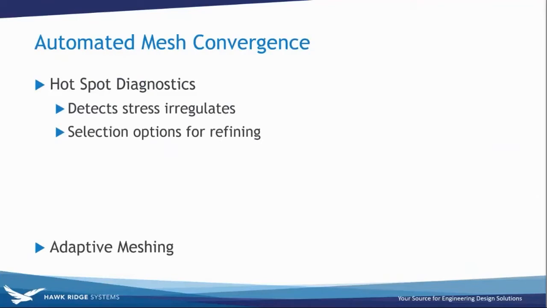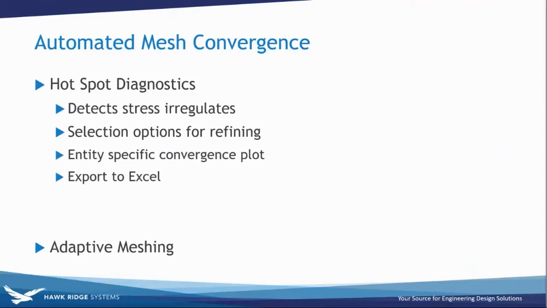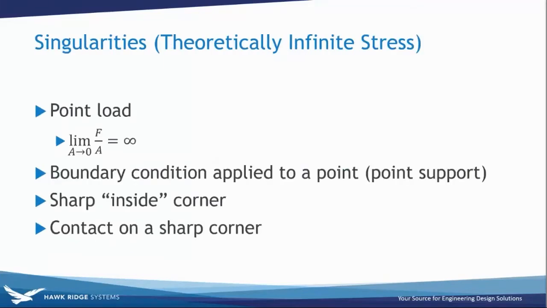Once stress hotspots are detected, they're displayed on the screen, and you have the option to select which areas you want to refine and which you'd like to ignore. After the mesh is refined, you have the option to display a convergence plot for the areas of interest, and you can export that plot to Excel. The tool will also detect stress singularities in the geometry and the mesh.